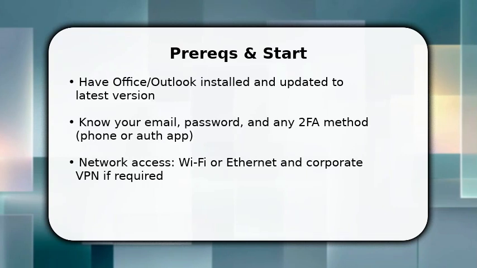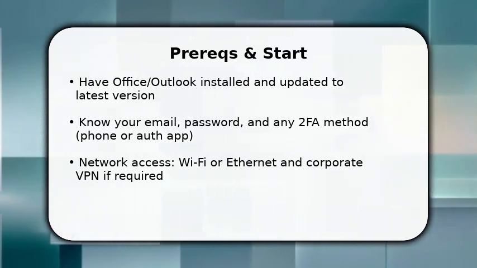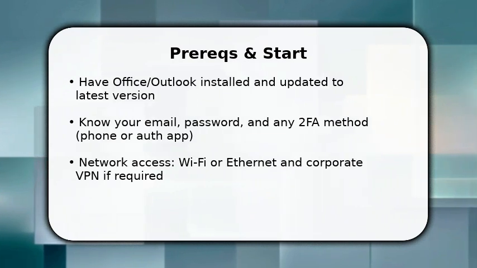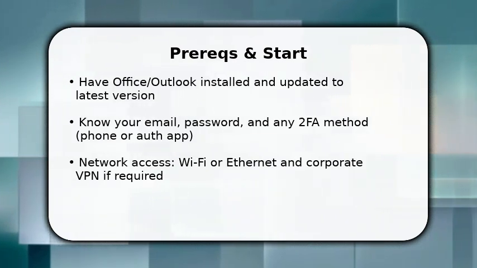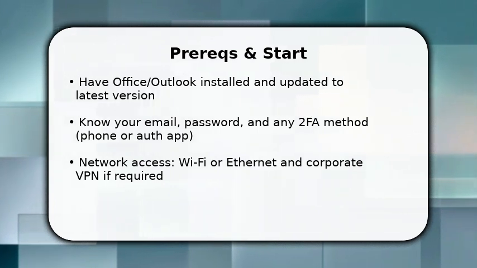You begin by confirming prerequisites: Outlook installed, credentials ready, and network access. Open Outlook and choose Add Account. This immediate action starts the configuration flow. Enter your email address exactly, then click Connect.